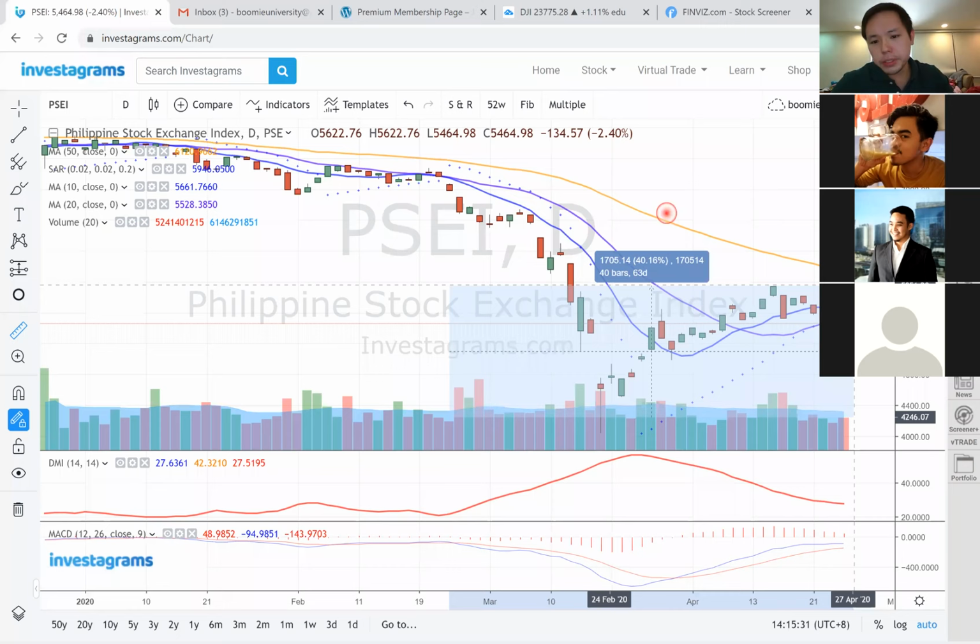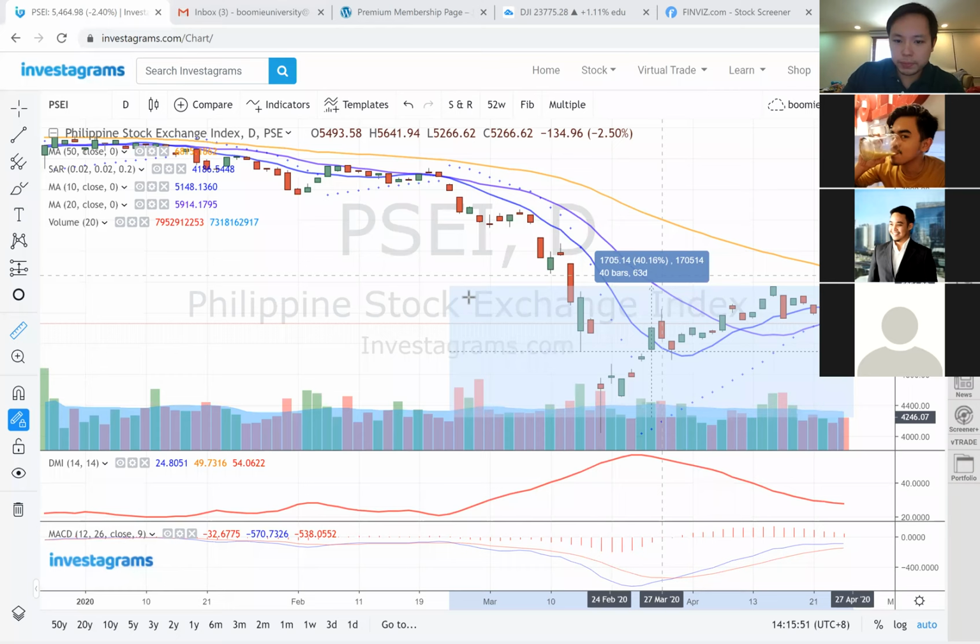Again, you can see this line. This is the 50-day moving average line. That will be the resistance. Okay? So I think this can be sideways. Moving forward, it can go sideways.